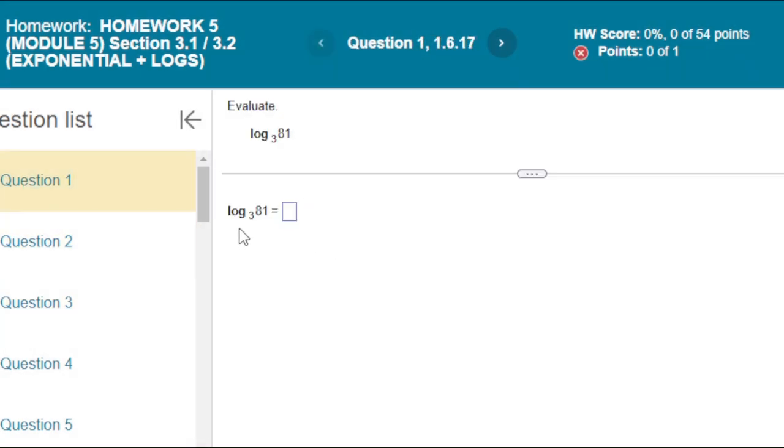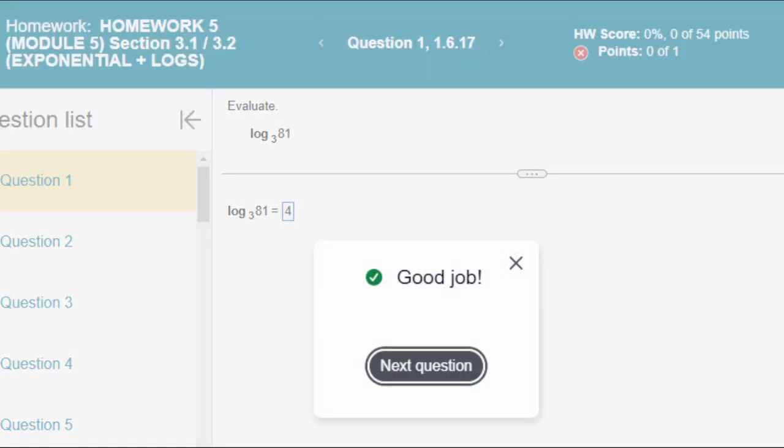But let's start with question number 1. What is log base 3 of 81? So 3 to the what power is 81? Well, 3 squared is 9. 3 cubed is 27, right? 3 times 3 times 3. And 3 to the 4th power is 81. So we put 4 here.